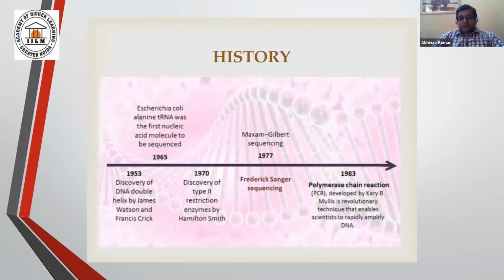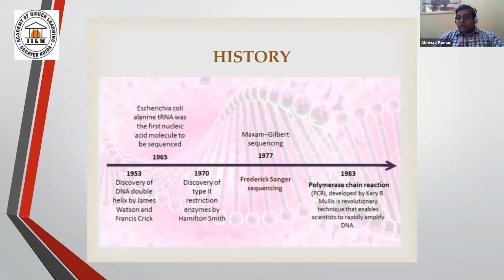Initially, it's the discovery of double stranded DNA in 1953 by Watson and Crick. And then E. coli alanine tRNA was the first nucleic acid molecule to be sequenced in 1965. And by that time, there was not much use of restriction enzymes and other RFLP. So I can understand as a molecular biologist how much problem they faced to just sequence this small molecule.